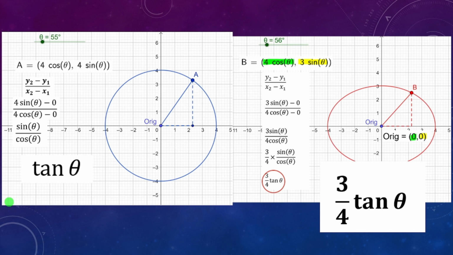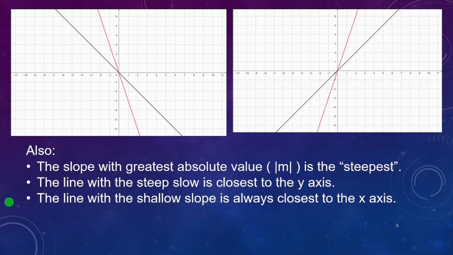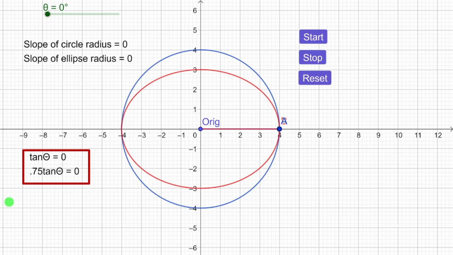Last time we agreed that the slope of the radius of any point for the two circles is the tangent of theta, whereas the slope for the radius of any point on the ellipse is 3/4 tangent of theta. Also, we noted that the slope with the greatest absolute value is the steepest, and the line with the steep slope is closest to the y-axis, and the line with the shallow slope is close to the x-axis. That's what we're going to use in this video.